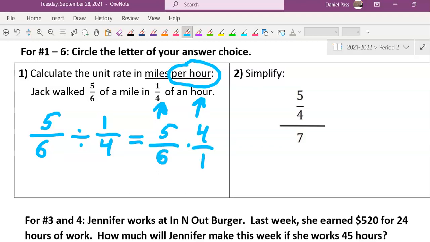And then you cross cancel 6 and 4 divided by 2. And 4 turns into 2 and 6 turns into 3. And it equals 10/3, which equals 3 1/3.